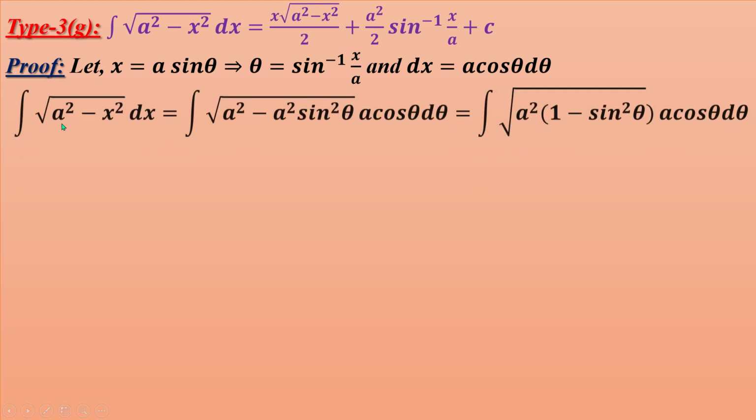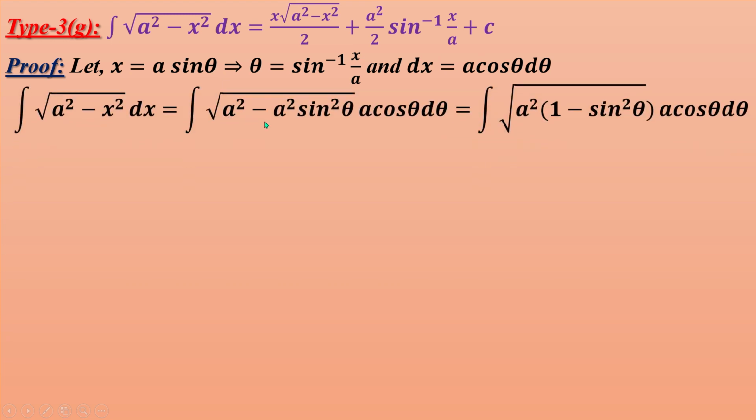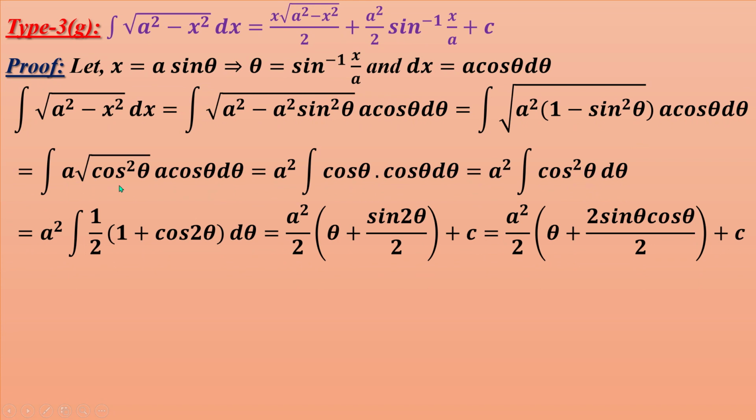Now putting the value, you can write integration of square root over a square minus a square sin square theta into a cos theta d theta. This is equal to integration of square root over a square into 1 minus sin square theta, and the same a cos theta d theta. This equals a square root over cos square theta. Now take a into a, that means a square outside the integration, and here will be cos theta into cos theta. This is a square into cos square theta d theta, and you can write half into 1 plus cos 2 theta, because 2 cos square theta is equal to 1 plus cos 2 theta. As the 2 is absent here, we have to take half.